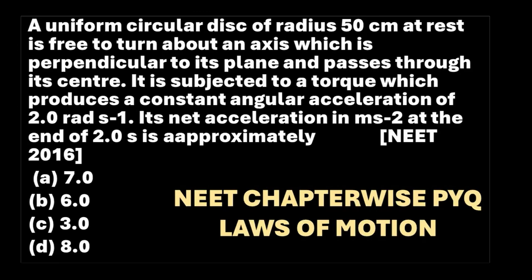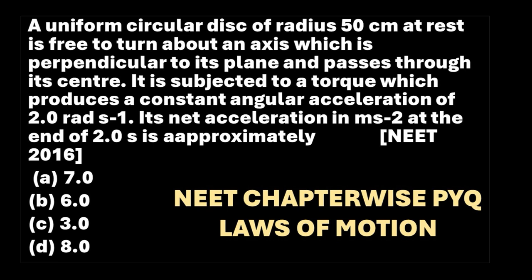A uniform circular disk of radius 50 centimeter at rest is free to turn about an axis which is perpendicular to its plane and passes through its center. It is subjected to a torque which produces a constant angular acceleration of 2 radians per second. Its net acceleration in meter per second square at the end of 2 seconds is approximately.